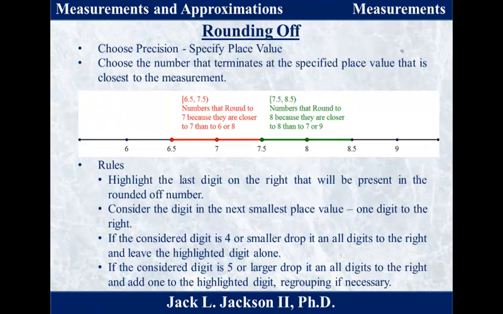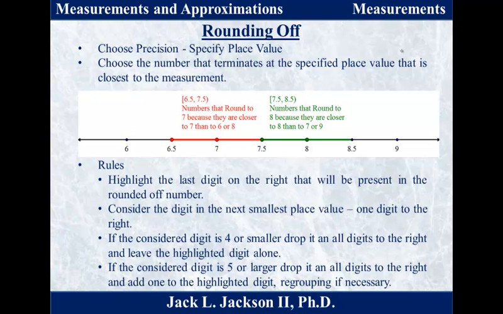So we've mentioned rounding off. Let's talk a little bit more about what that means. The first thing we want to do when we're rounding off something is choose a precision. In other words, we want to specify which place value we want to round it off to. Are we measuring to the nearest centimeter, the nearest tenth of a centimeter, the nearest hundredth of a centimeter, the nearest meter, the nearest mile? Very different amounts that we could measure to.